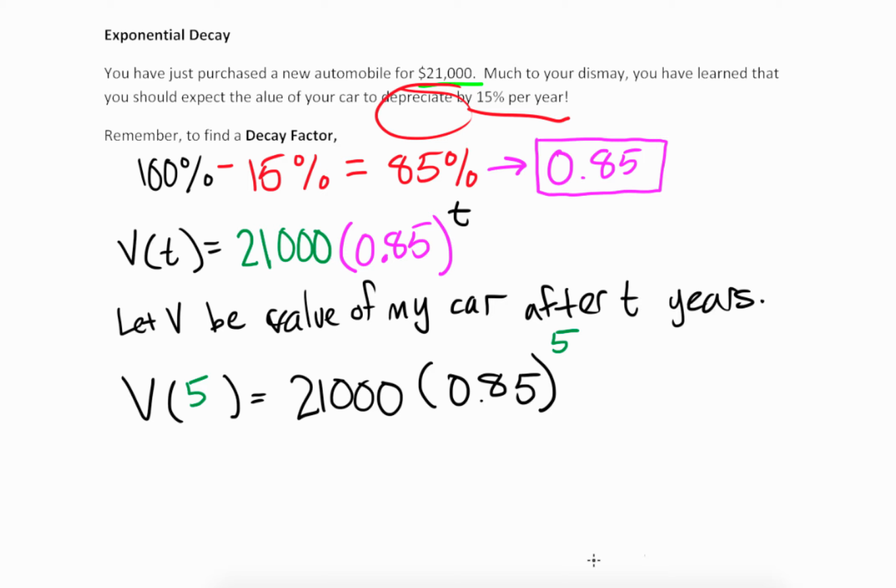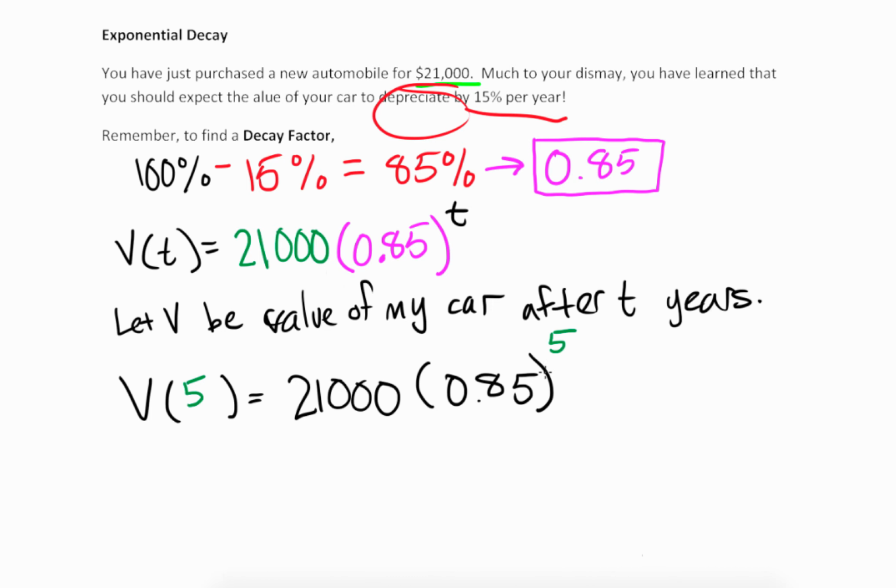Now all I'm going to do is put this in my calculator, and you have to be careful when you do this. I'm going to put 21,000 times 0.85 to the power of 5. Make sure that that exponent just goes to the decay factor. So that, according to my calculator, is $9,317.81.